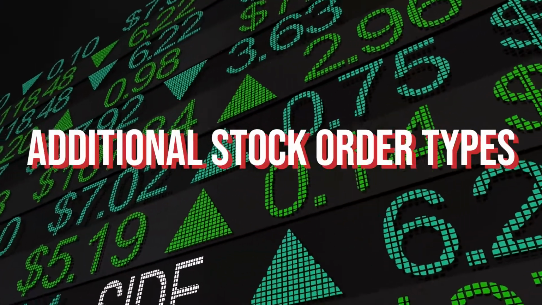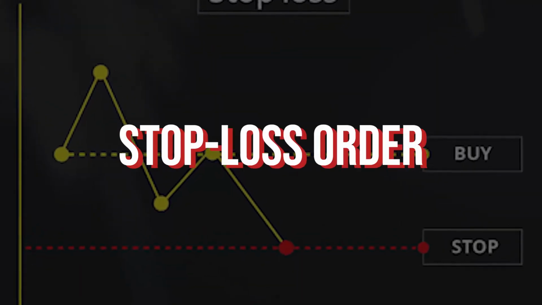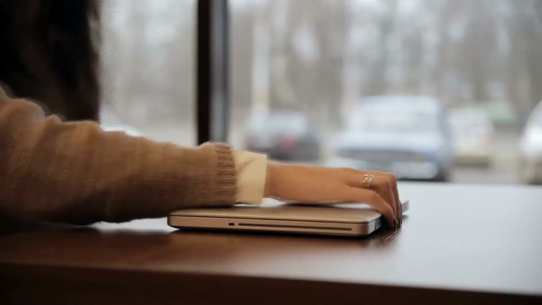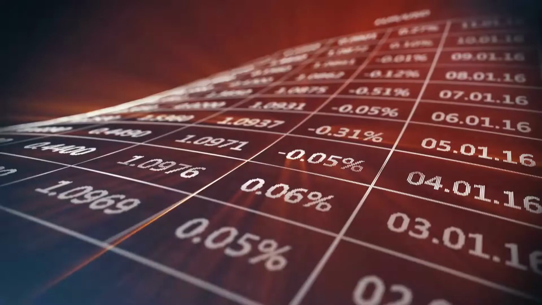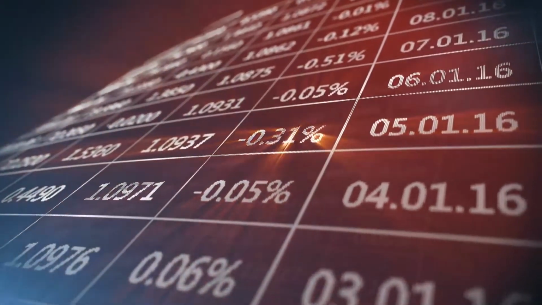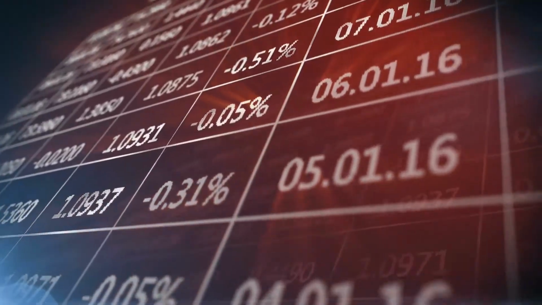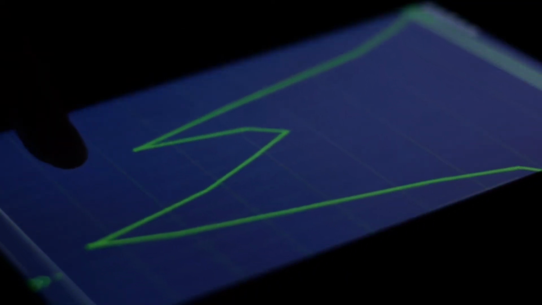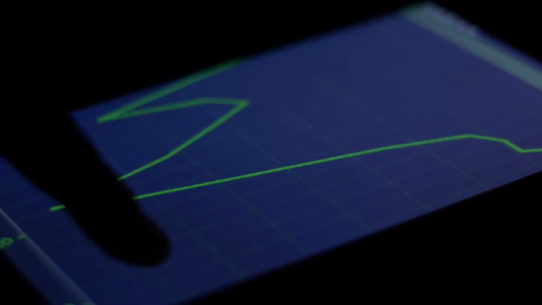Additional stock order types. Now that we've explained the two main orders, here's a list of some of the added restrictions and special instructions that many different brokerages allow on their orders. Stop loss order. A stop loss order is also referred to as a stop market, stop buy, or stop sell. This is one of the most useful orders. This order is different because, unlike the limit and market orders, which are active as soon as they are entered, this order remains dormant until a certain price is passed, at which time it is activated as a market order.